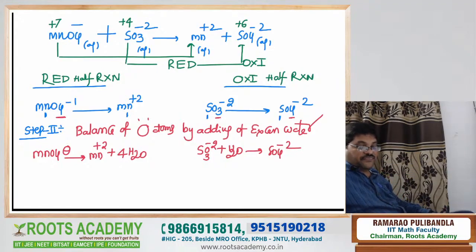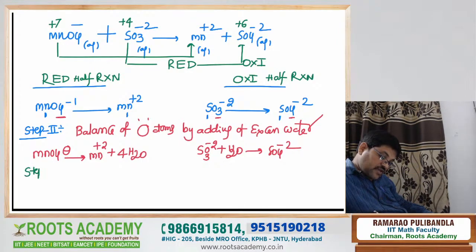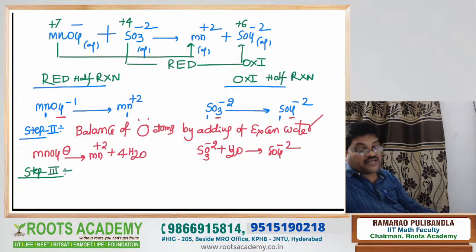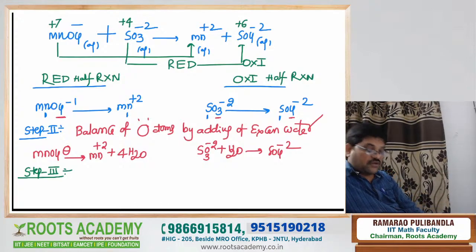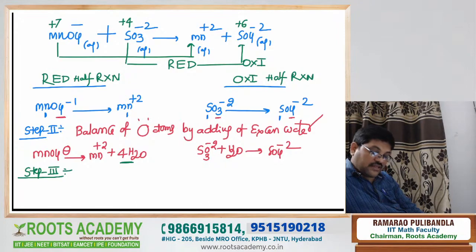Understood what I am saying? Yes, balancing of oxygen atoms by adding excess water completed. And come to step 3. With respect to step 3, where the hydrogens are less, that's why adding of H plus ions. Where the hydrogens are less, that's why adding of what? H plus ions. Now here 4 2s, 8 are there.